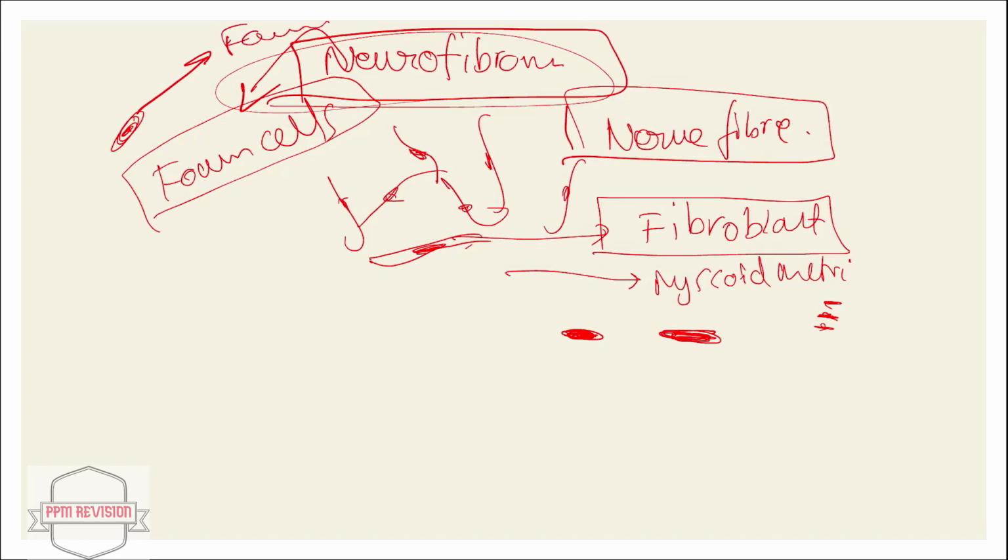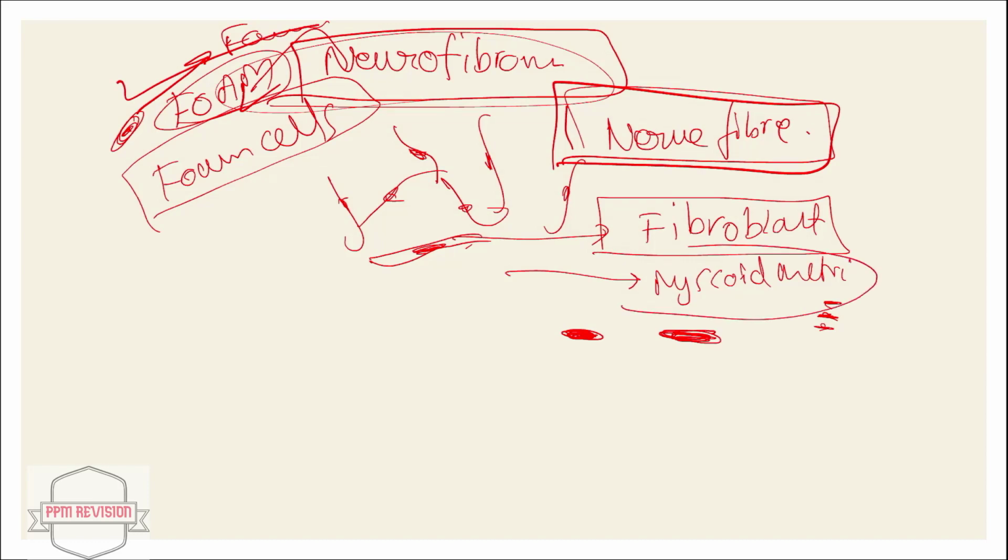Just a rough diagram, this is the foam cell. So the foam cell is also present, FOAM, right? The foam cell is also present. Okay. So there's presence of nerve fiber, foam cells, fibroblasts as well as the myxoid matrix.